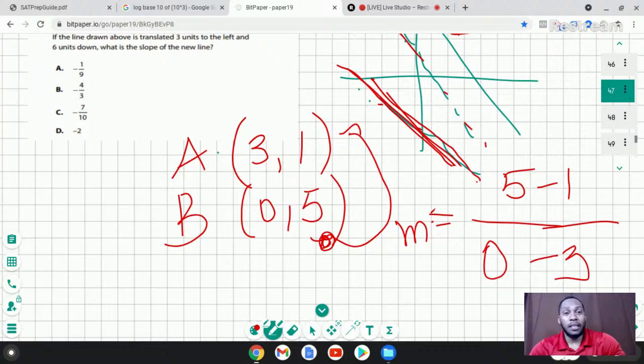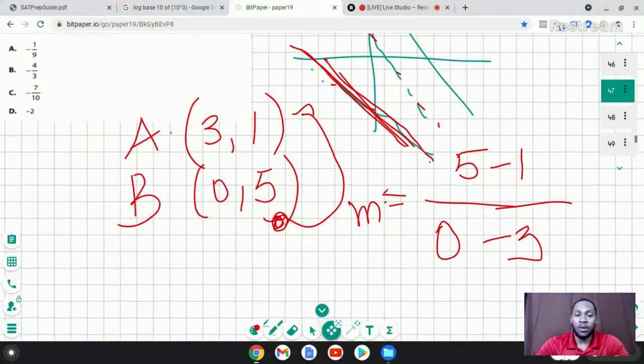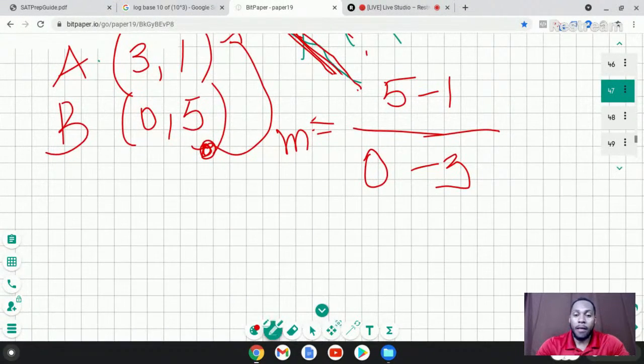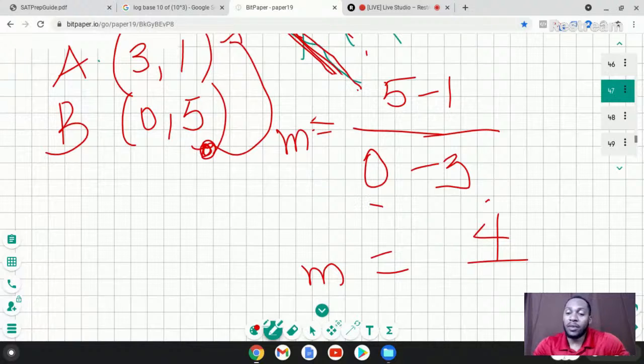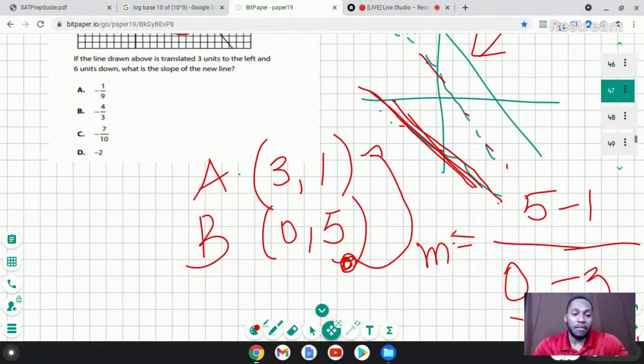Okay, so now that's an easy calculation. 5 minus 1 is 4, and then 0 minus 3 is -3. So the slope that I'm looking for is -4 over 3, which gives us the answer choice B, -4 over 3.